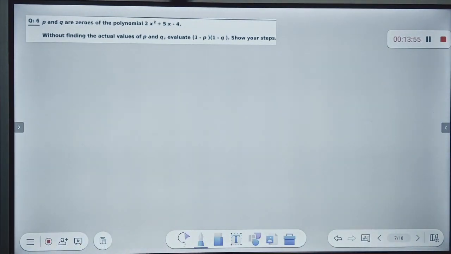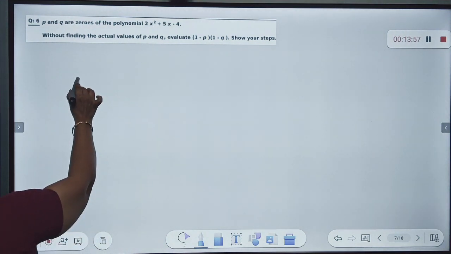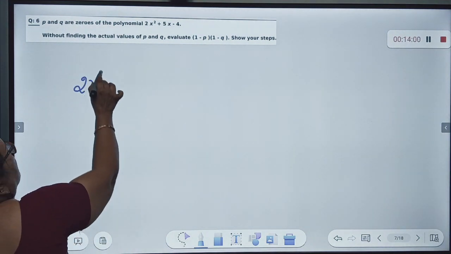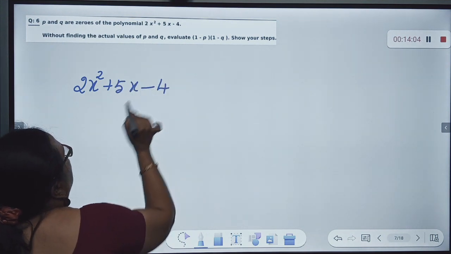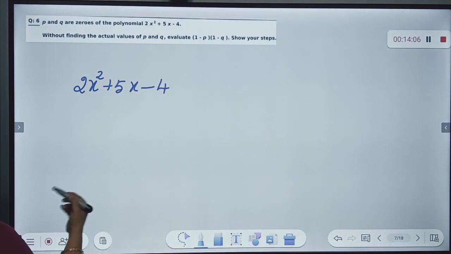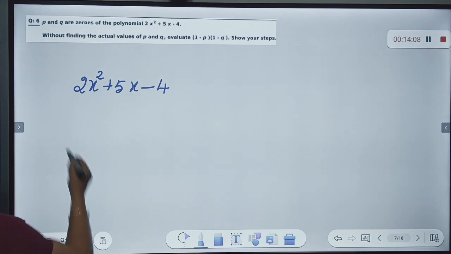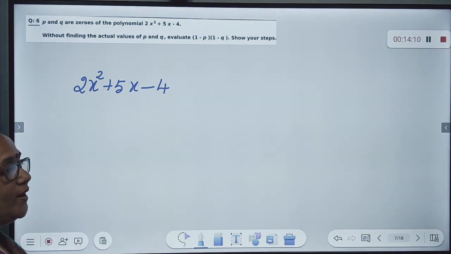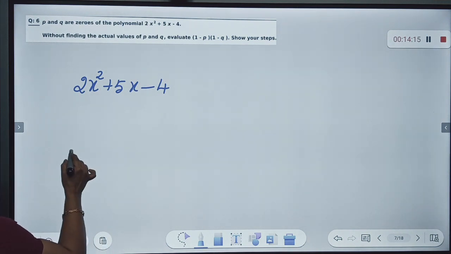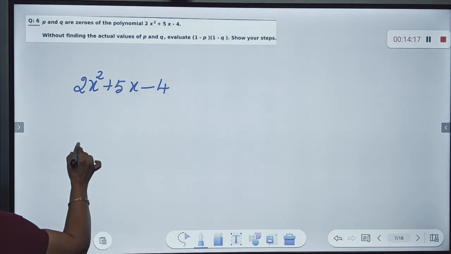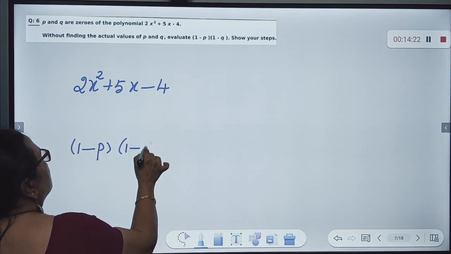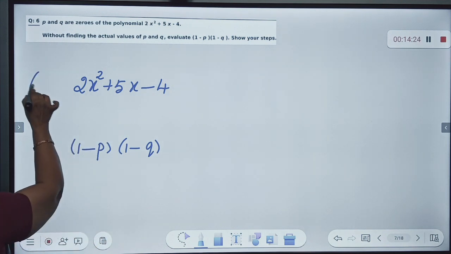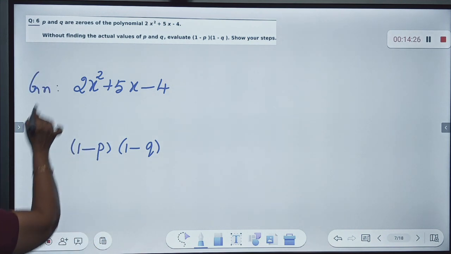Now p and q are zeros of the polynomial 2x square plus 5x minus 4. Without actually finding the zeros, that is, I am not going to equate it to 0 and find the values of x, you have to evaluate 1 minus p into 1 minus q. So this is given, this is to find.